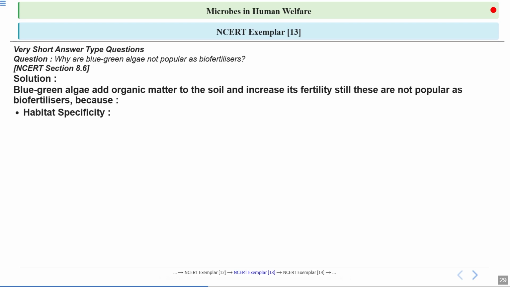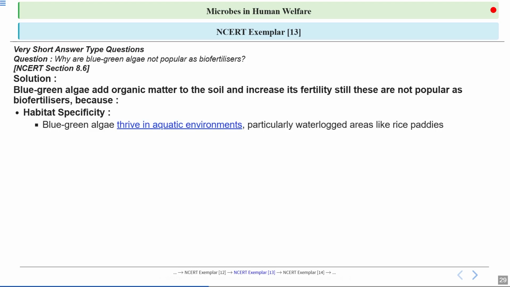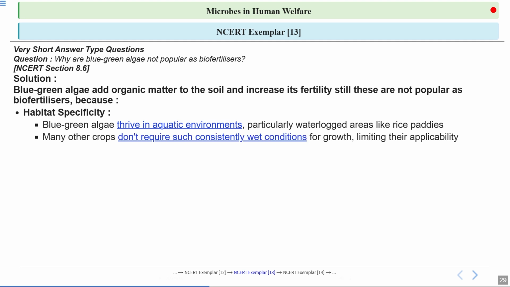Why? Okay, first reason is habitat specificity. So blue-green algae only thrive in certain environments which limits their usefulness. The blue-green algae prefer to live in waterlogged or aquatic environments like paddy fields. So this restricts their use as biofertilizers because they grow in specific environments only. Now, many other crops don't require such consistently wet conditions for growth, limiting their applicability. Next one is algal blooms.